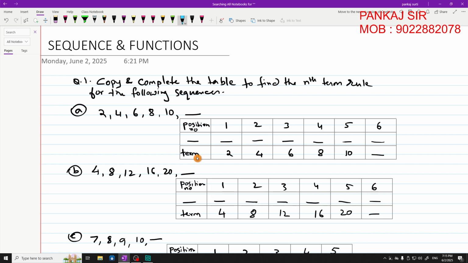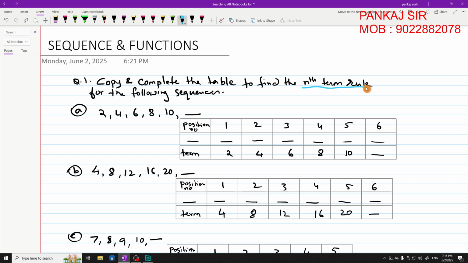And then the terms are given to you as 2, that is the first term of this sequence, 4, the second term of the sequence, 6, the third term, 8, the fourth term, and 10 is the fifth term of this sequence. You are supposed to fill in all these blanks. Okay. So first, we have to remember to find the nth rule. Now they have asked you to find the nth rule.